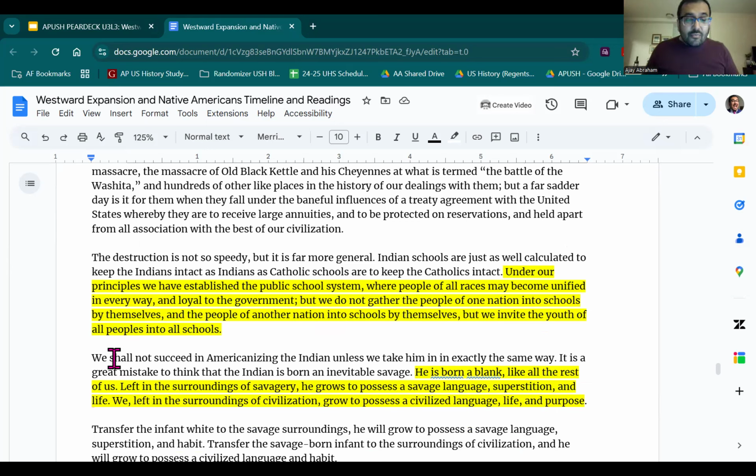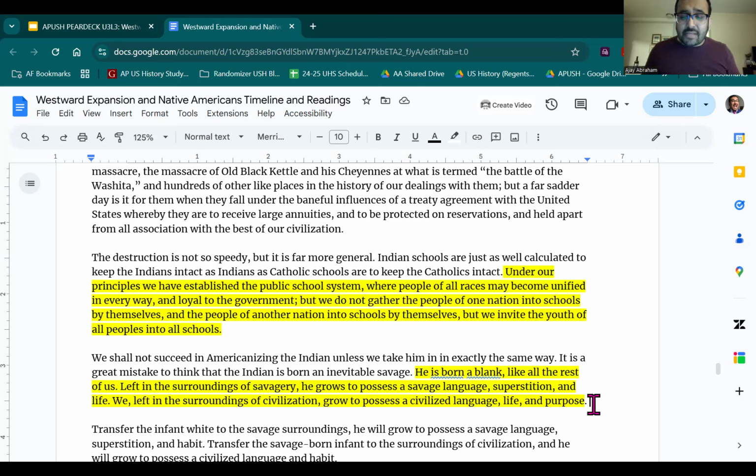So let's do that for the Native American. He says, "We shall not succeed in Americanizing the Indian unless we take him in exactly the same way. The Indian is not inevitably a savage. He is born a blank, like the rest of us. Left in the surroundings of savagery, he grows to possess a savage language, superstition, and life. We, left in the surroundings of civilization, grow to possess a civilized language, life, and purpose."